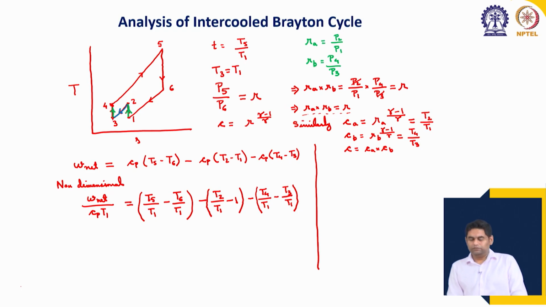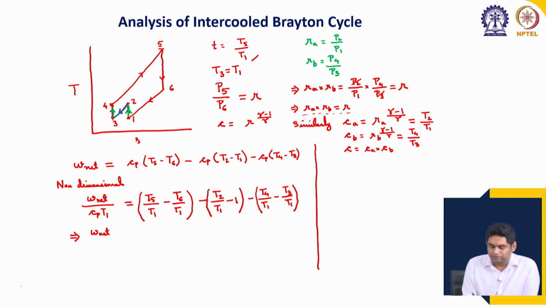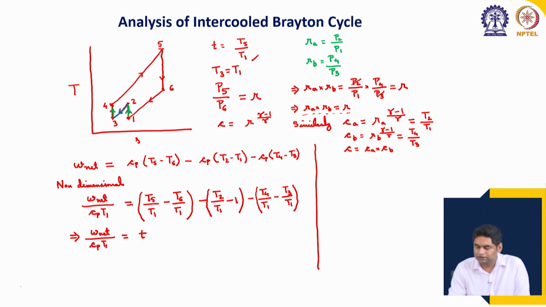Okay. So, what are these individual values? T5 by T1 first. T5 by T1 we already know, we have written here also that this is equal to t. So, this means that the first term in W net by CpT1 is equal to t. Then T6 by T1, this value by this value. So, let us find this T6 by T1.